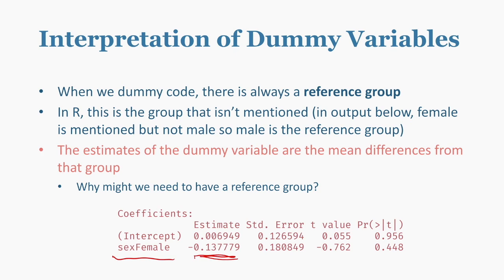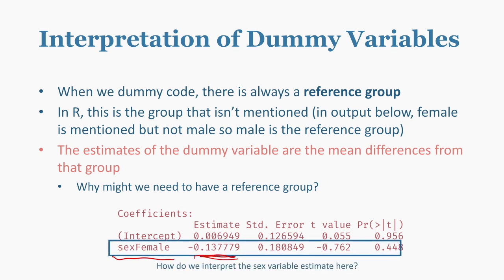So we know that negative 0.138 is the mean difference between males and females on some outcome variable. Said another way, on average, females are 0.138 units lower on some measure than males. So now I want you to think on why would we need to have a reference group? Think about that for a moment, and then we're going to return to this point in a few slides.